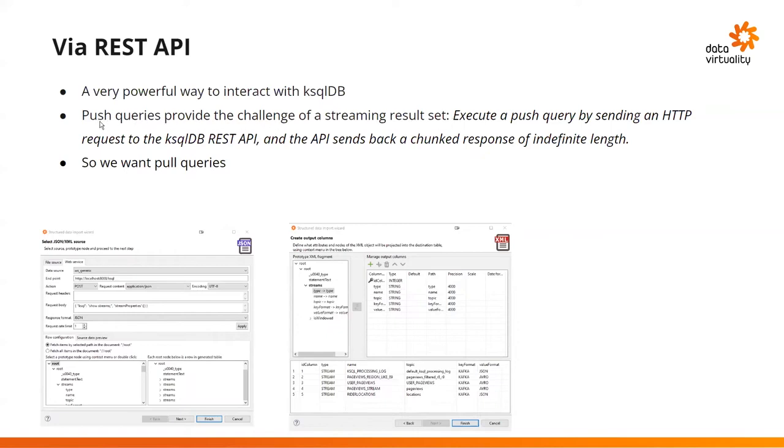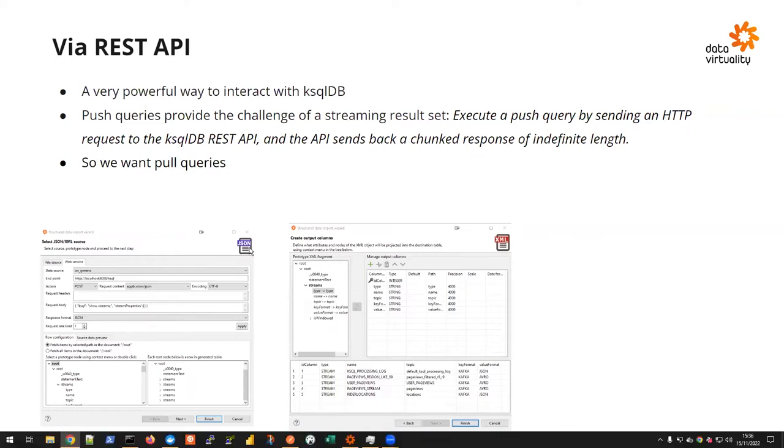And again, we have the push queries. You remember this problem, the challenge of a streaming result set, right? Here it says, and I'm quoting, execute a push query by sending an HTTP request to the REST API, and the API sends back a chunked response of indefinite length. Again, the challenge is that when we press play, it probably even works, but you will never get a finite reply, and that is a challenge. So what we want is pull queries.